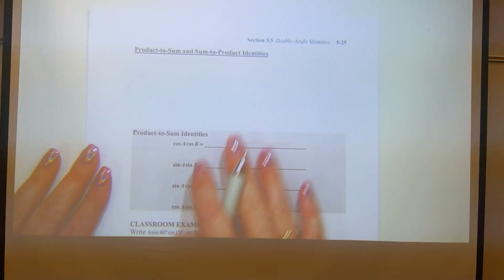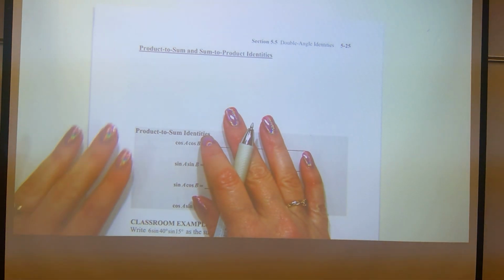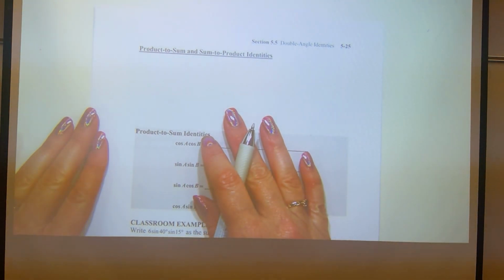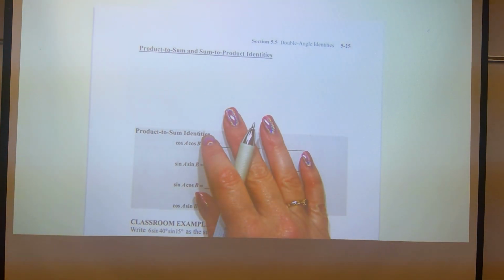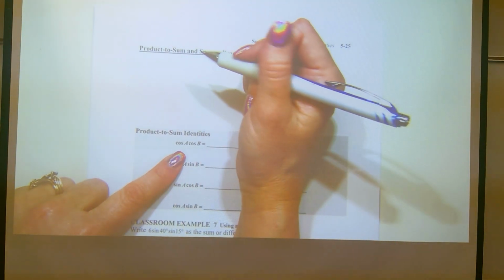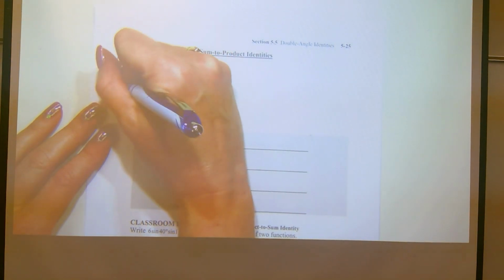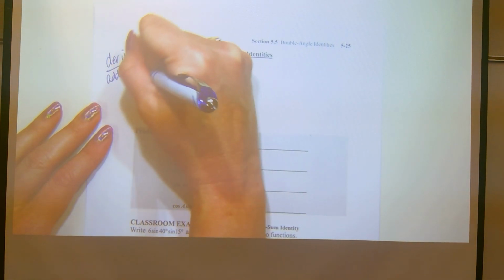Okay, we're going to derive the first one. Well, not the first one, actually. Maybe. We're going to derive one of them. So, yep, we're going to derive the first one. The first one, cosine A, cosine B. We're going to derive it by adding identities.